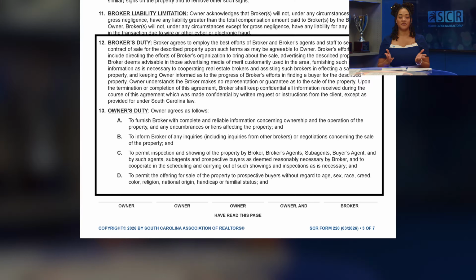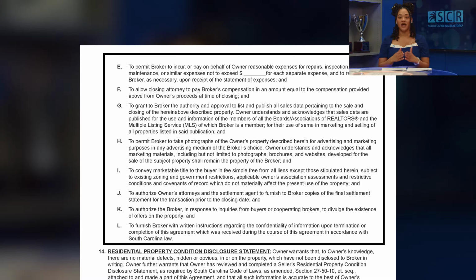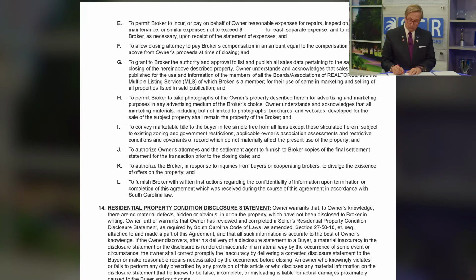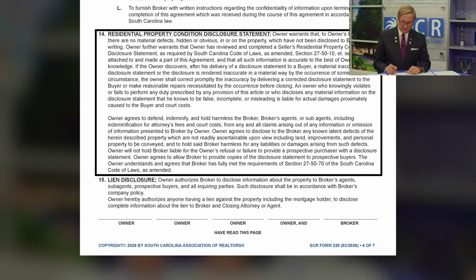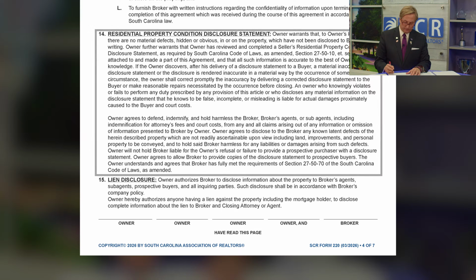It lists the broker's commitment to marketing and the owner's duty to provide reliable information, allow for inspections, and refer all inquiries to the broker. Section 14, residential property condition disclosure. This emphasizes the seller's legal obligation to disclose material defects. It also includes an important indemnification clause protecting the broker from claims arising from seller omissions.